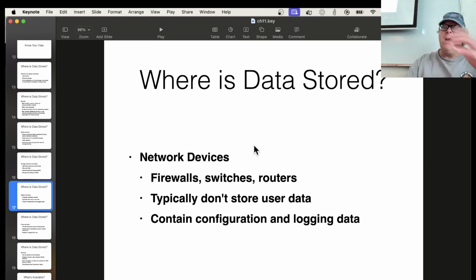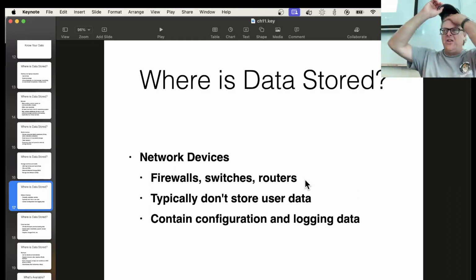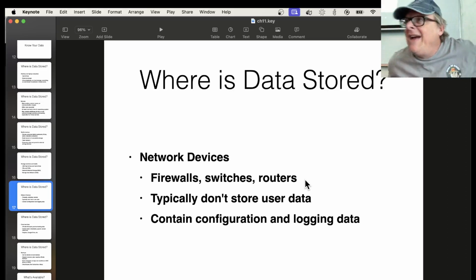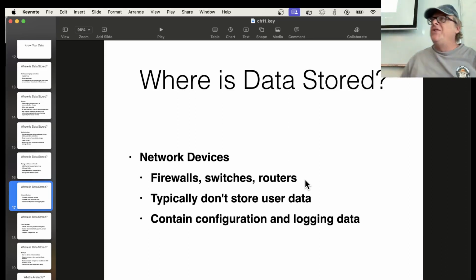And then you got your network devices like firewalls, switches, and routers. Now, Donald Trump made a big deal about how the routers are going to prove that China hacked the election, which is pretty hard to understand because there's no actual data in the routers. All it has is a routing table, and it might have a log of what connections have been made. So we don't show any user data.